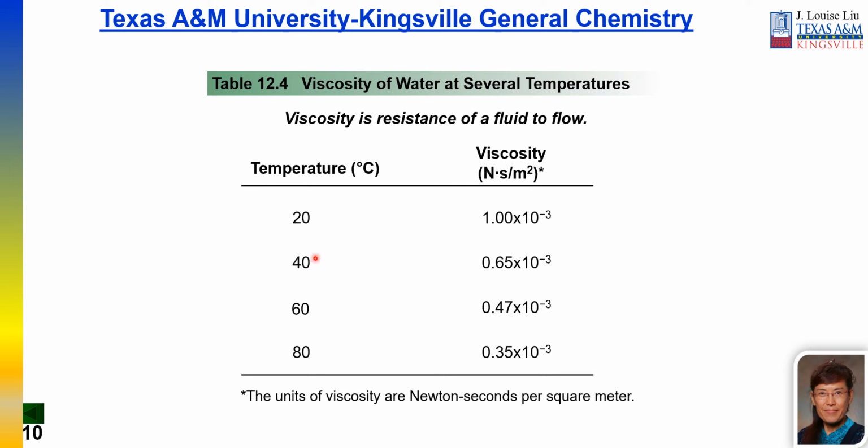I listed here the viscosity for your water at 20, 40, 60, 80 Celsius. You see the viscosity decreases with the temperature increase. The reason is when you increase the temperature, your kinetic energy will be increased. So the kinetic energy pulls the water molecules apart, far away from each other. Therefore, water molecules can flow more easily, so you have lower viscosity. Your viscosity has a unit Newton second per square meter.